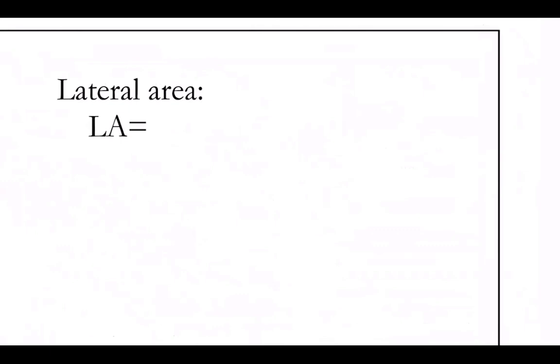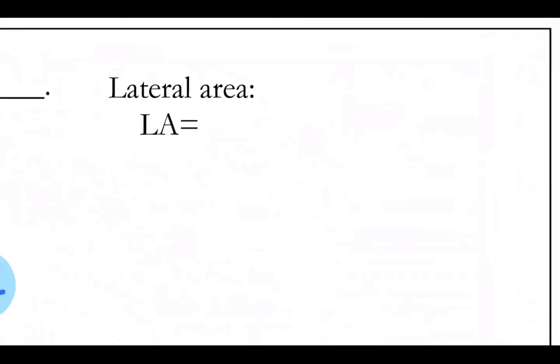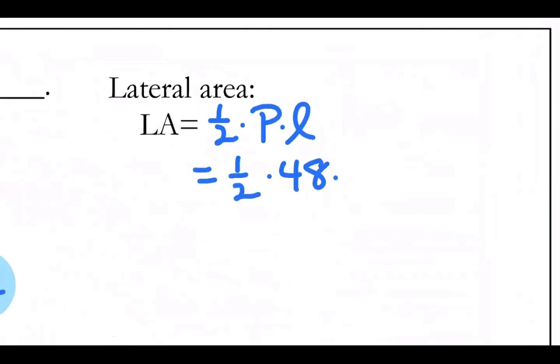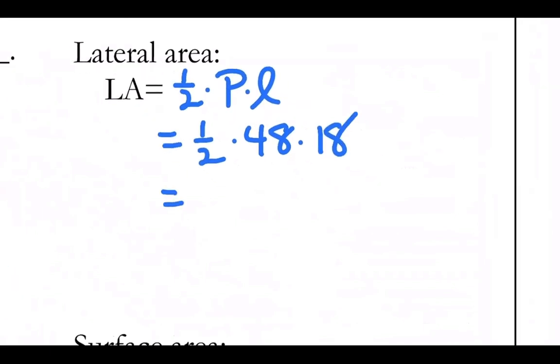Formula for lateral area: 1/2 perimeter times the slant height. The perimeter was 48. The slant height was given to be 18. So that'll be 432 inches squared.